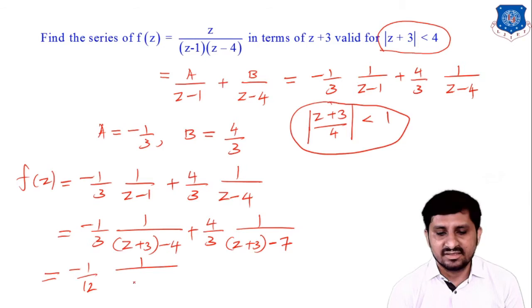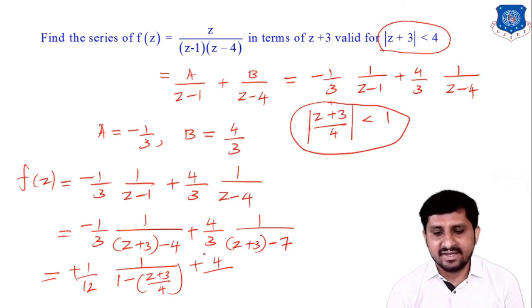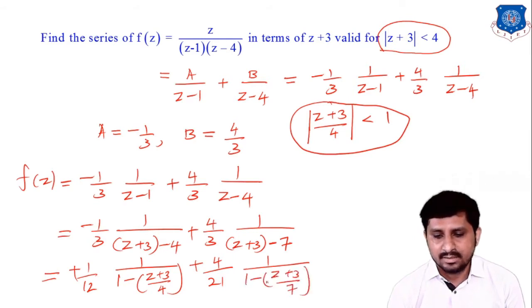This is 1 upon z plus 3 by 4 minus 1, but I write here 1 minus z plus 3 by 4, and instead of minus I can write plus. Similarly, now I can write plus 4 by 3 into 7. I want to write 7 outside the bracket, so 3 into 7, 21, and here 1 upon z plus 3 by 7 minus 1, but I write here 1 minus z plus 3 by 7.